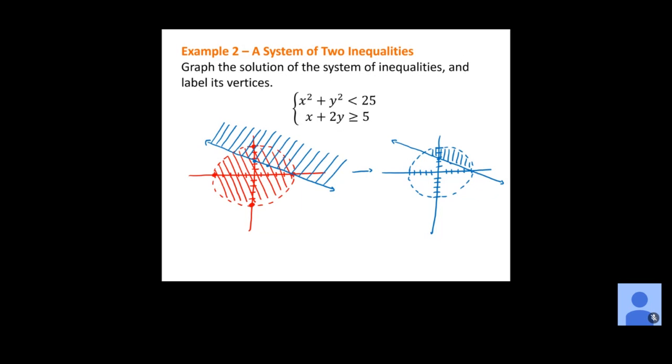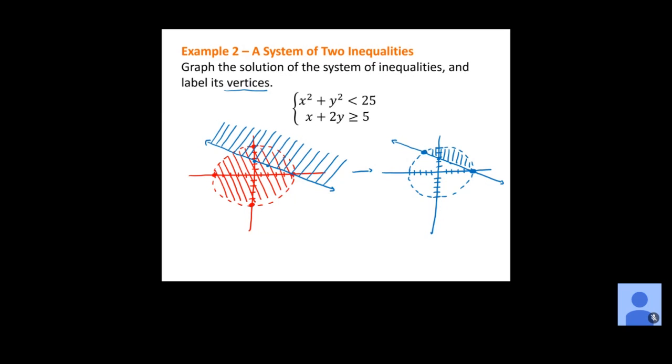Now, the last piece is we want to find the vertices. Like I said, those are going to be the points of intersection that are boundaries of the region that we shaded. In this case, we're going to have one point up here where the line and the circle intersect, and this other point down here where the line and the circle intersect. Those are going to be our vertices.